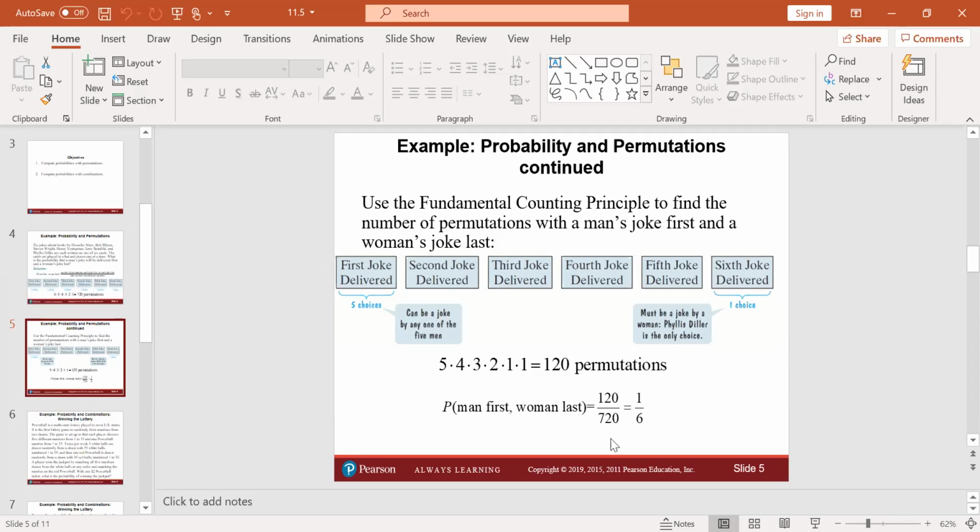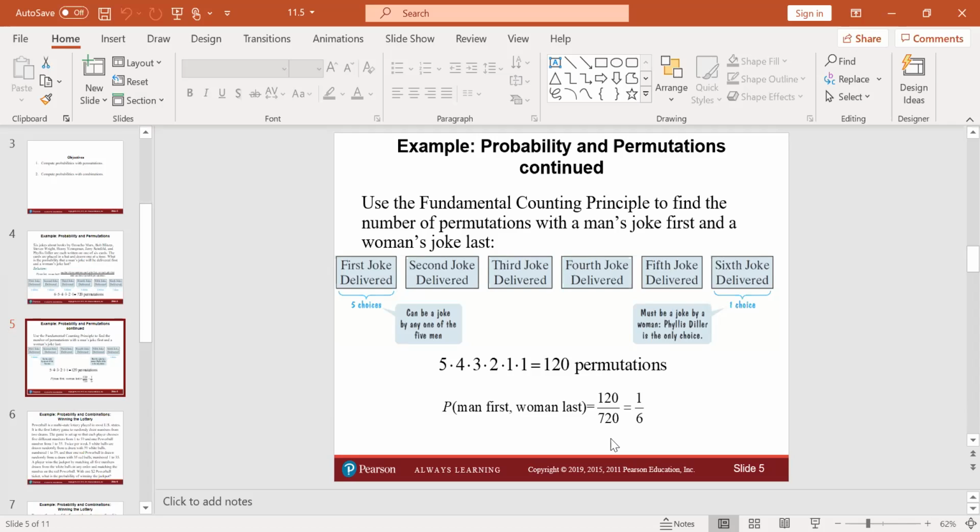We can use our calculator. You can do 120 divided by 720. You can see it'll come out to 0.1666666, where the 6's repeat, which is also just 1/6. And there you go. So that's that probability.